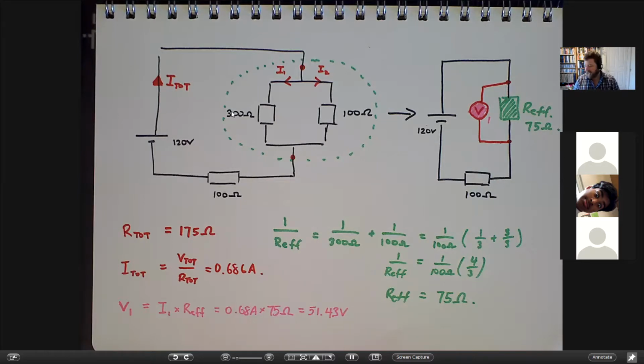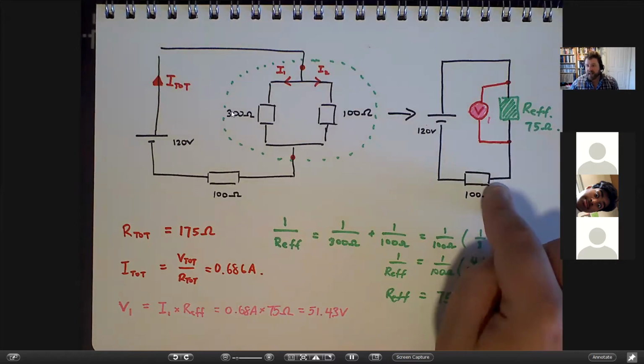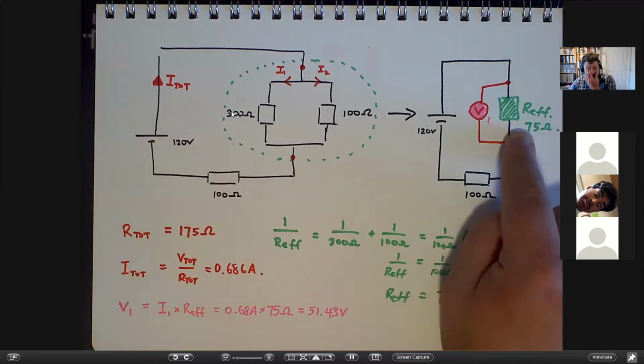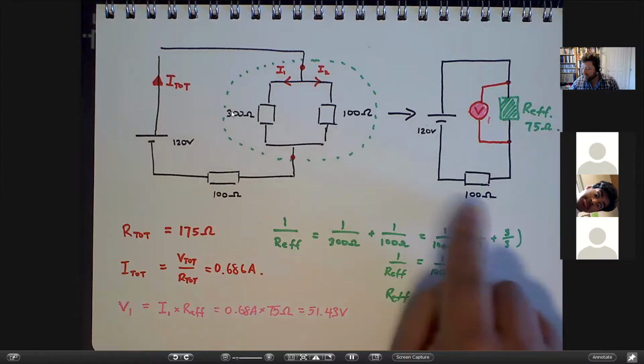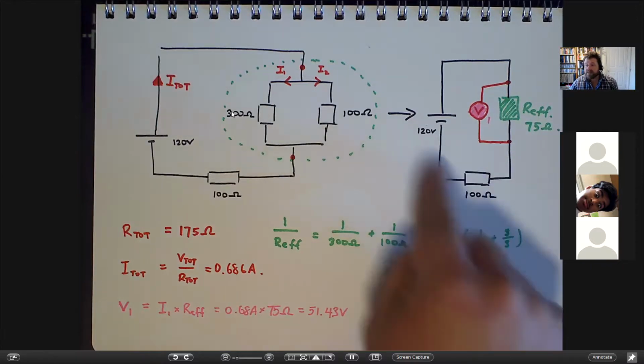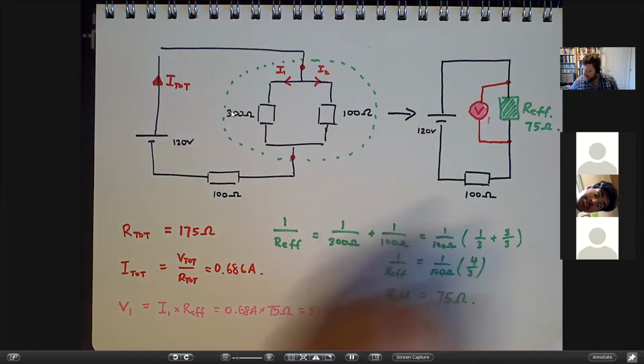Because any two resistors in series are going to be sharing out the voltage. So if this guy here is getting 51 volts, just for completeness, then this guy here must be getting the rest of that 120, because the electrons going around have to lose 120 somewhere. Okay. So we got 51.4 volts there.